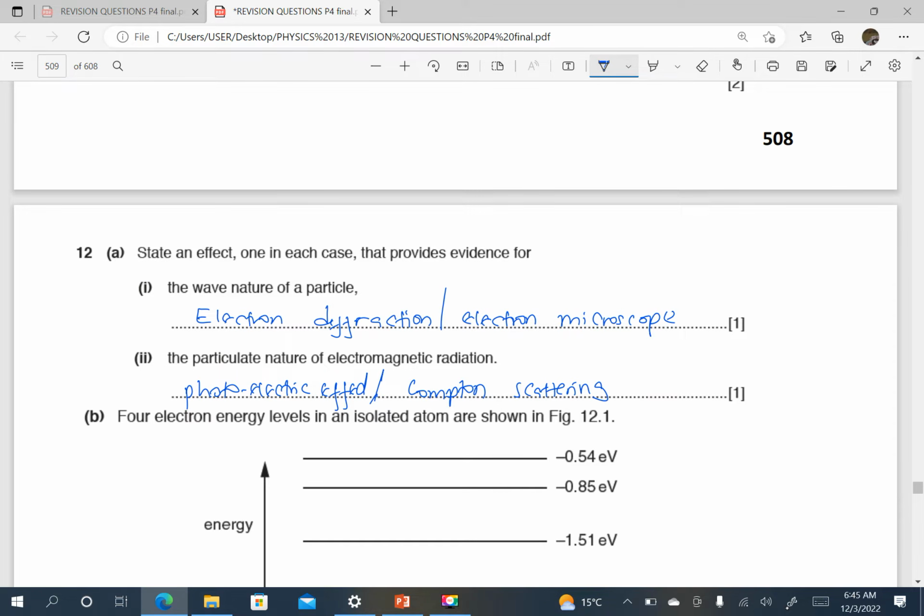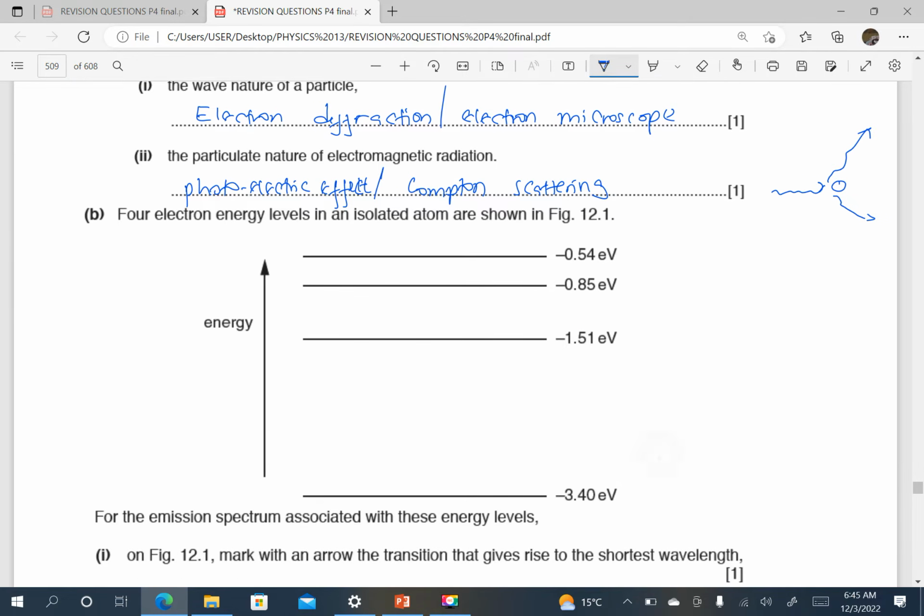So we know the photoelectric effect: emission of an electron from a metal surface when electromagnetic radiation of high enough frequency falls on it. And we know Compton scattering: a photon gives some of its energy to an electron before it scatters, and the electron also takes another direction. The loss in energy results in a longer wavelength after scattering.